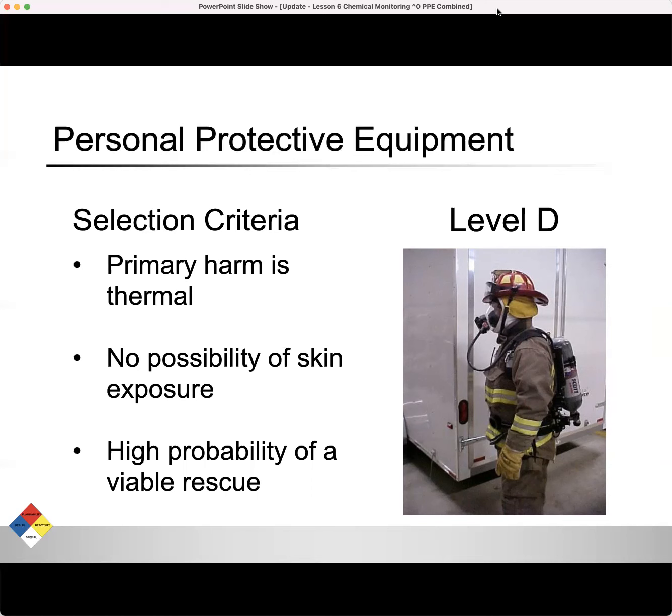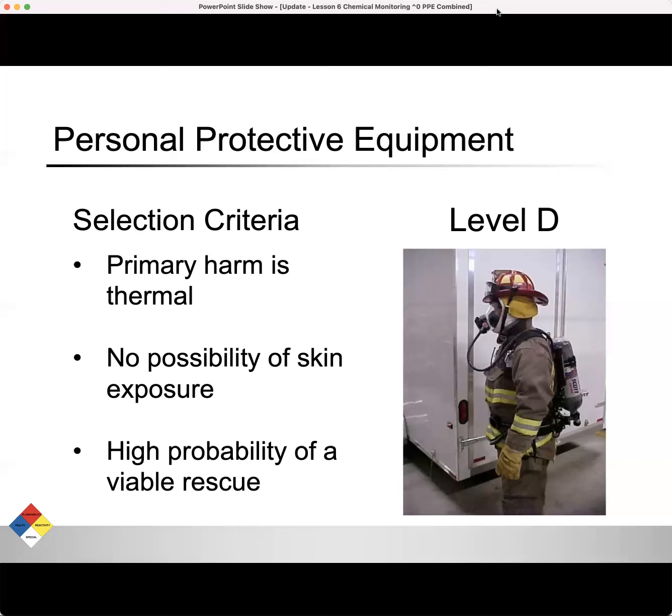Also, you can wear level D when there's no possibility of skin exposure, or there's a high probability of a viable rescue, even in an unknown atmosphere. We just talked about how in an unknown atmosphere, you wear level A because it provides the highest respiratory protection and the highest skin protection. However, it takes some time to put on level A. It also doesn't provide any thermal protection.